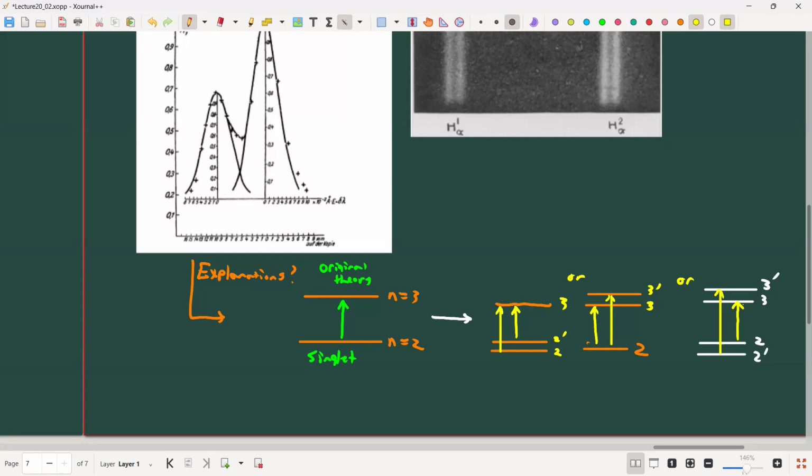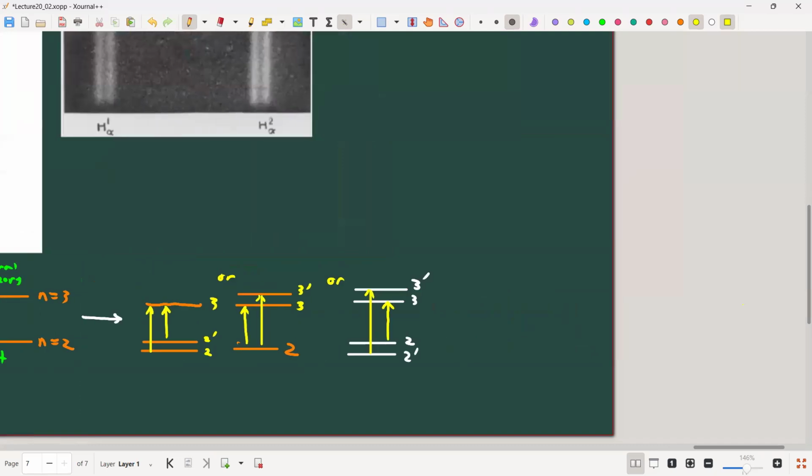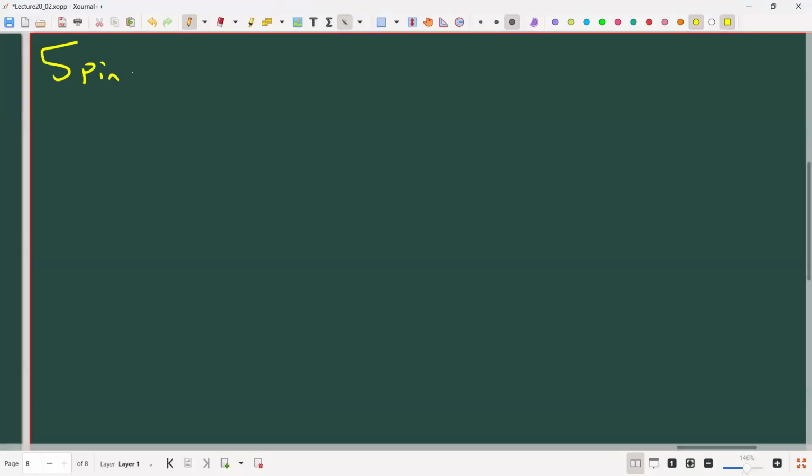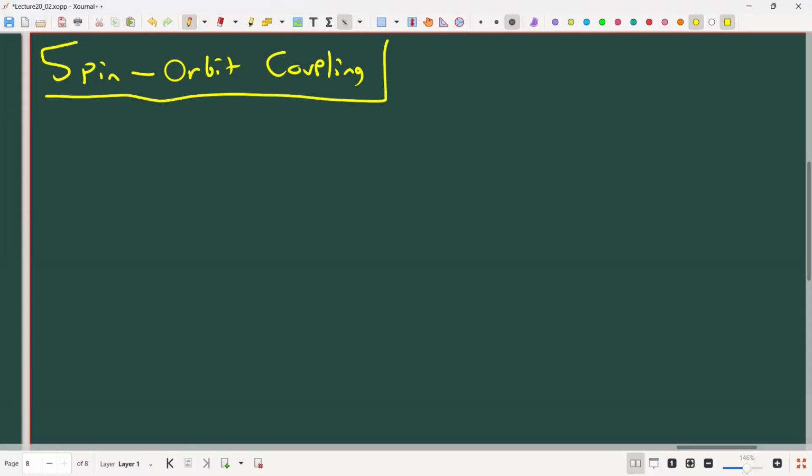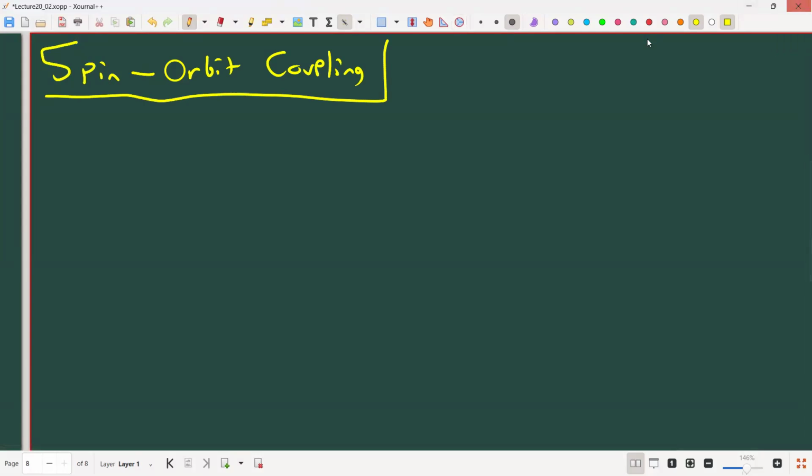Let me show you a physical explanation of this. The result of this is due to the interaction of the orbit of the electron with the spin of the electron. So it's a concept that we call spin orbit coupling. I'll even show you an example of spin orbit coupling, like physically, at the end of class. It's a real thing.